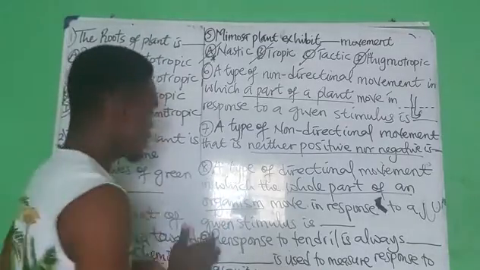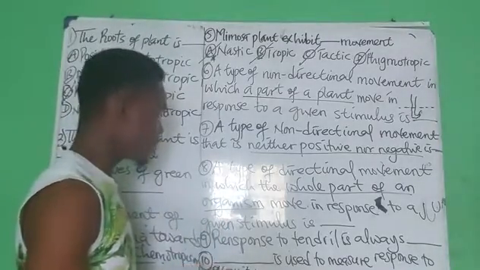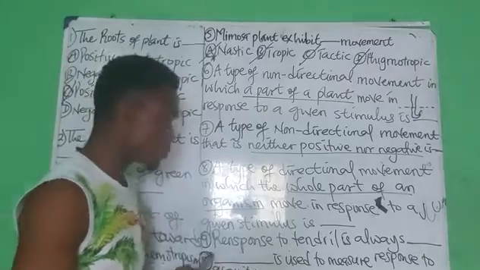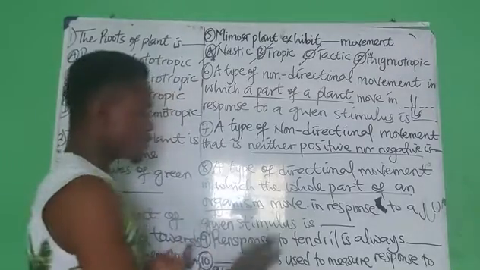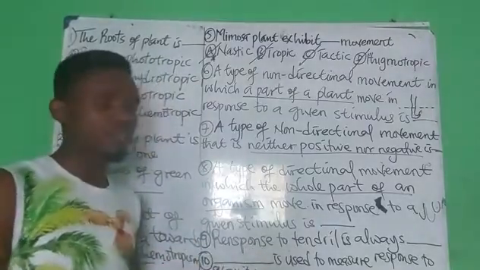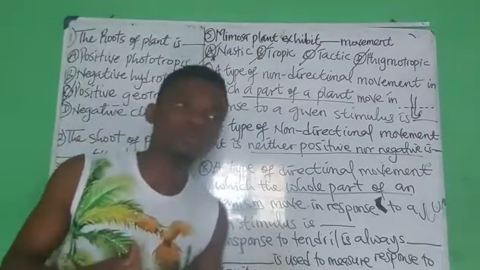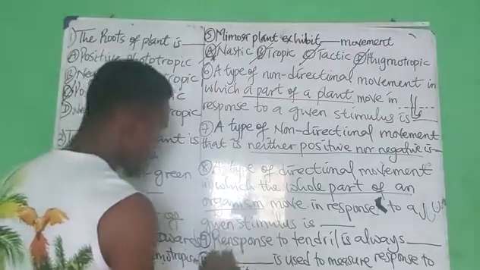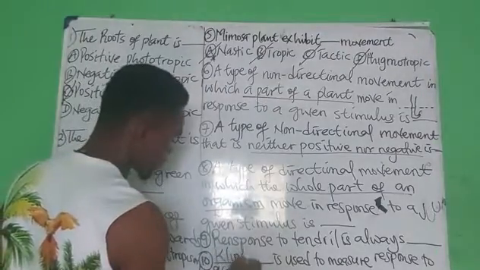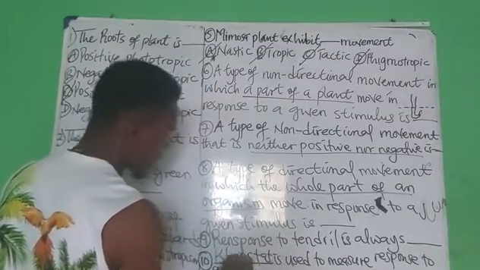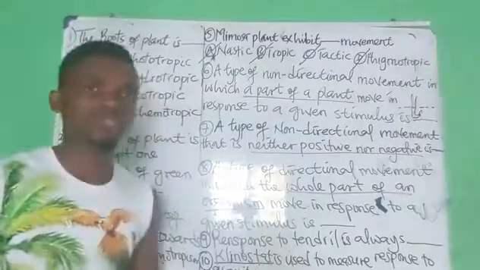Number 10: dash is used to measure response to gravity. I told you that the instrument used to measure response to gravity is called the clinostat. Clinostat. I told us in our previous class.